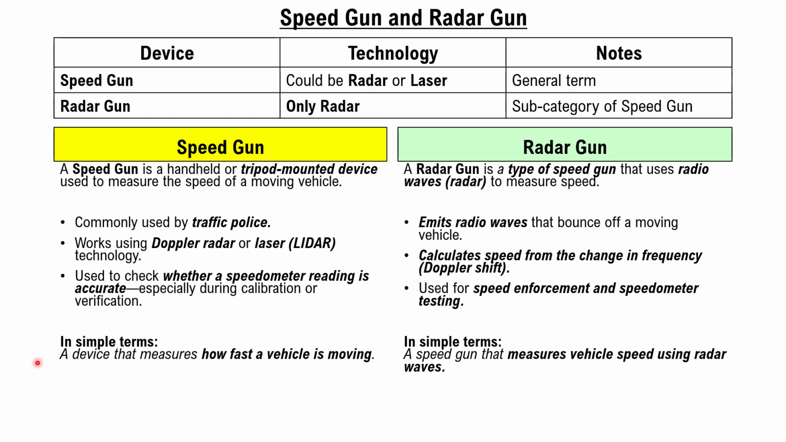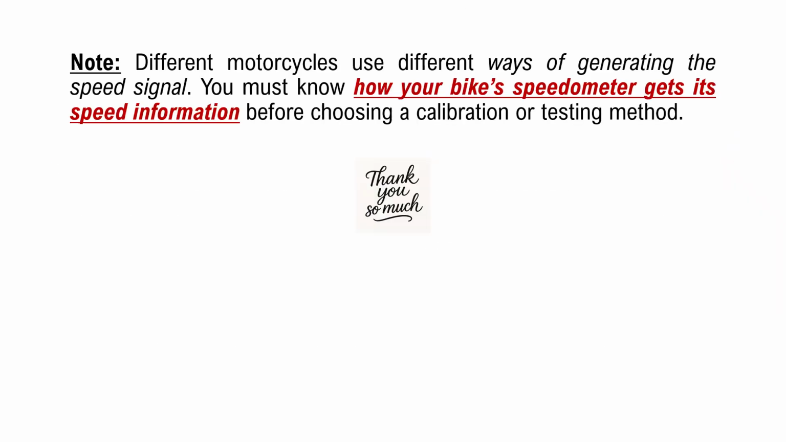In simple terms, a speed gun is a device that measures how fast a vehicle is moving, and a radar gun, in simple terms, is a speed gun that measures vehicle speed using radar waves. Different motorcycles use different ways of generating the speed signal. You must know how your bike speedometer gets its speed information before choosing a calibration or testing method.